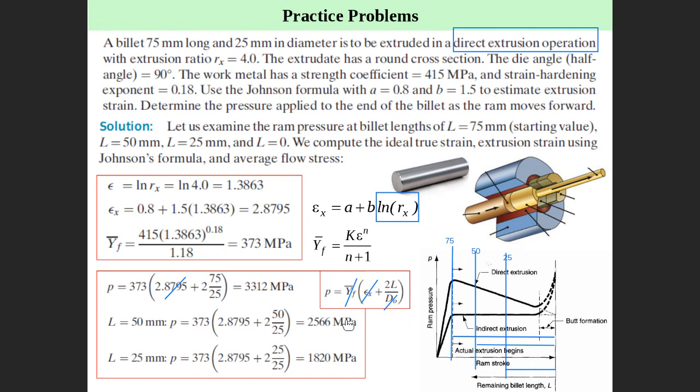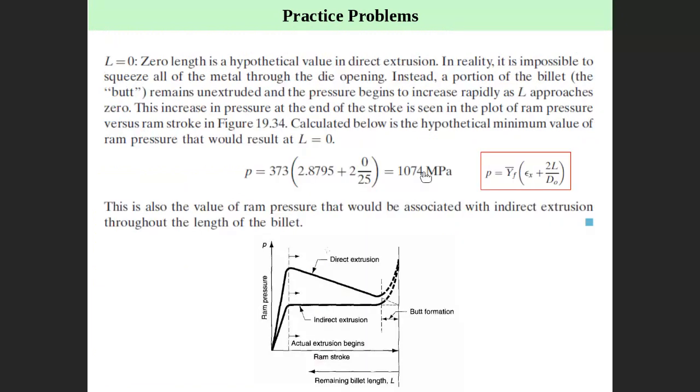What about zero? Still L equal to 0. If you apply L equal to 0, this part will be eliminated. L equal to 0 means this part becomes 0. Then the equation equals Y bar flow epsilon X, which theoretically is exactly equal to the value of indirect extrusion, which is Y flow. This part has no friction because L is finished. So that is exactly what is happening here.